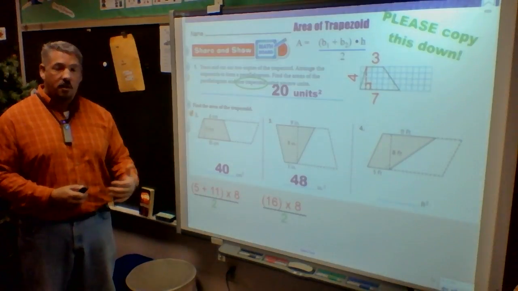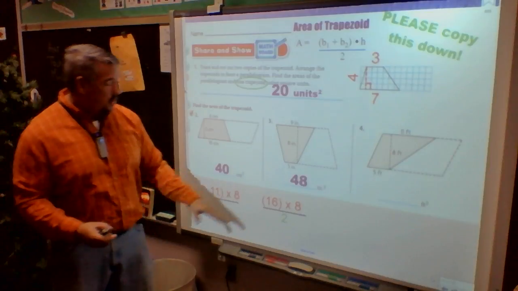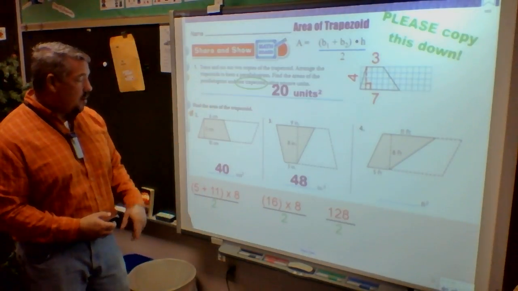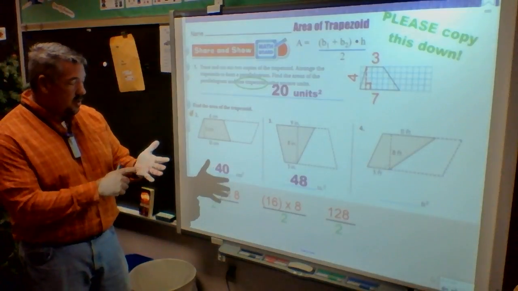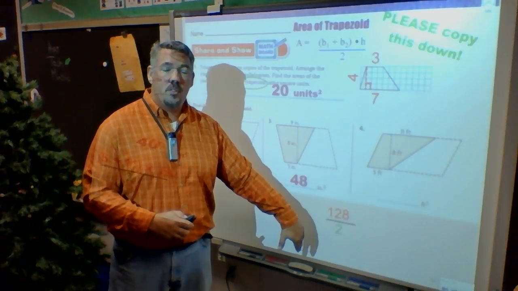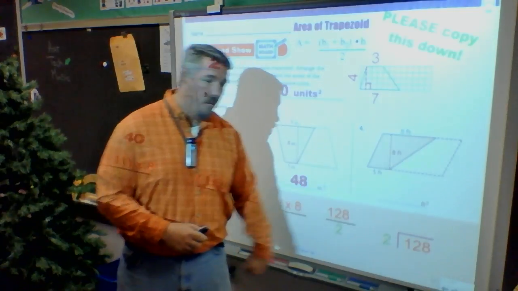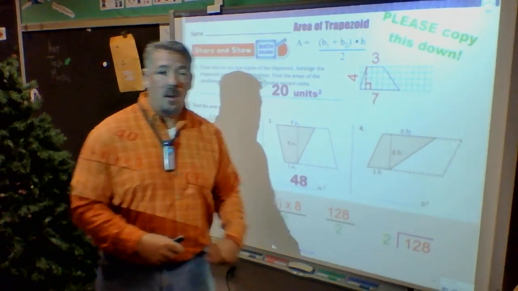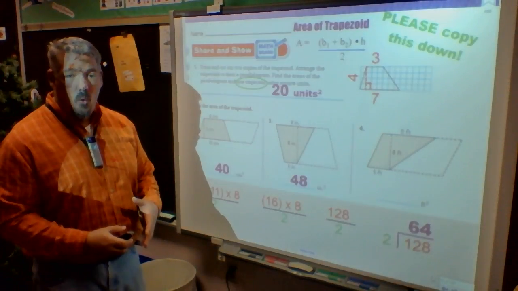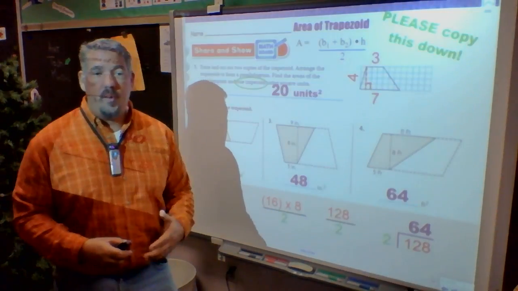So I do my addition on the inside. 5 plus 11 is 16. I'm left with 16 times 8 divided by 2. Once I multiply those together, 16 times 8 equals 128, divided by 2. When I set those up, dividend, divisor, numerator, denominator, I divide those out. 128 divided by 2 is 64. 64 what? 64 square feet.